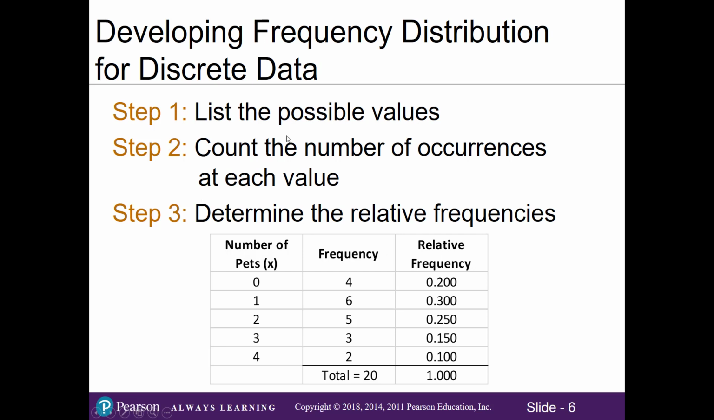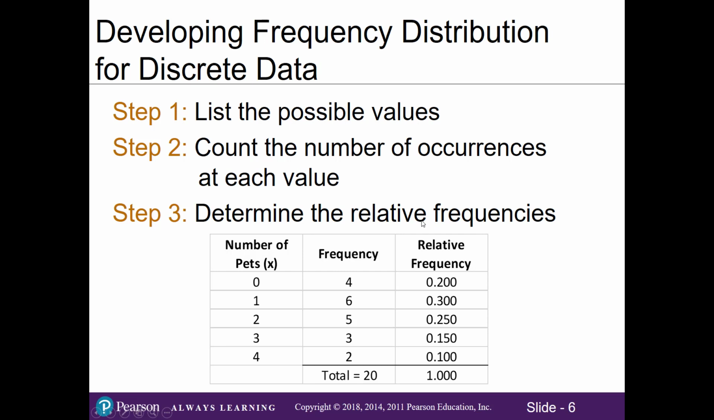In step 1, we've listed all of our possible values under the column that says number of pets. Right? People could say 0 pets, 1 pet, 2 pets, 3 pets, 4 pets. In step 2, we counted how many people have that many pets. So under the frequency column, the second column, it shows 4 people have 0 pets, 6 people have 1 pet, and so on. And we can see that we have a total of 20 in our frequency.